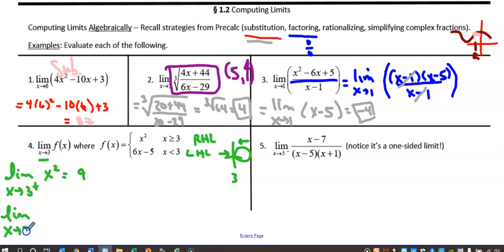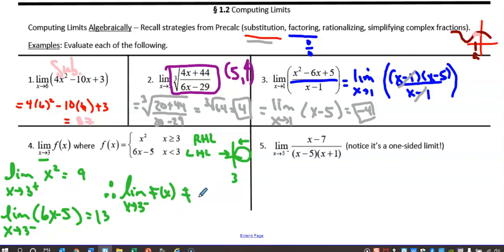And then, if we want to do the left-hand limit, we do 6x minus 5. We plug in 3 here, and we get 18. 18 minus 5 is 13. So again, continuing on from what we talked about in the very first video, our left-hand limit of our function does not equal our right-hand limit.